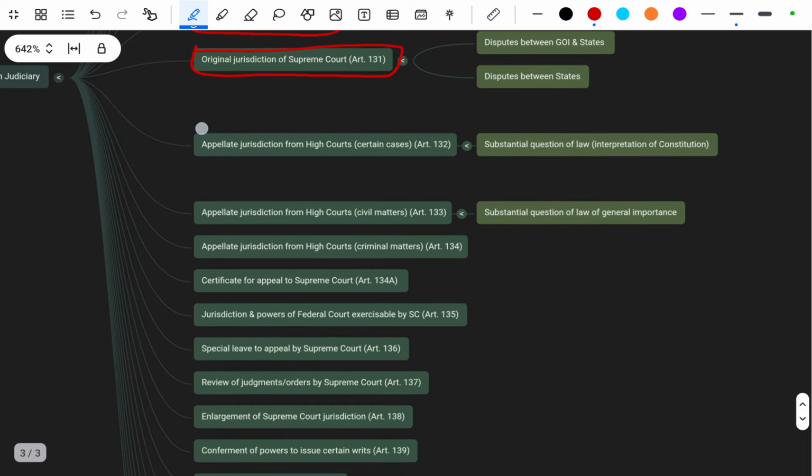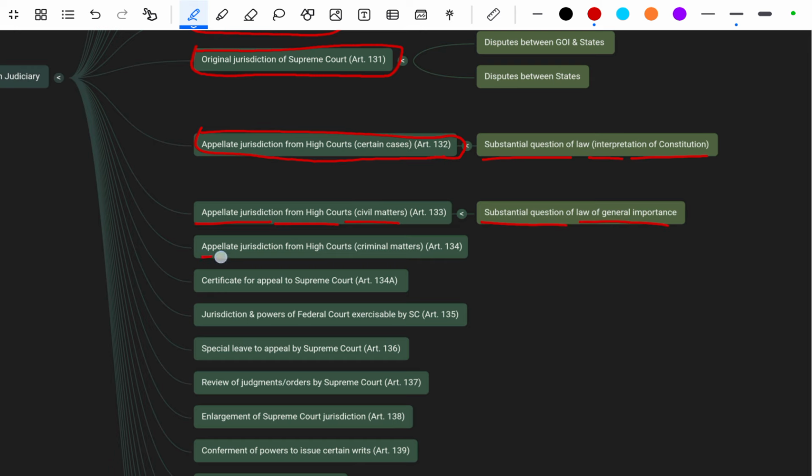Then the appellate jurisdiction from high courts in certain cases is under Article 132, that is the substantial question of law, interpretation of the constitution. Next, Article 133 mentions the appellate jurisdiction from the High Court: one can appeal from the High Court to the Supreme Court for civil matters under Article 133, that is a substantial question of law of general importance.